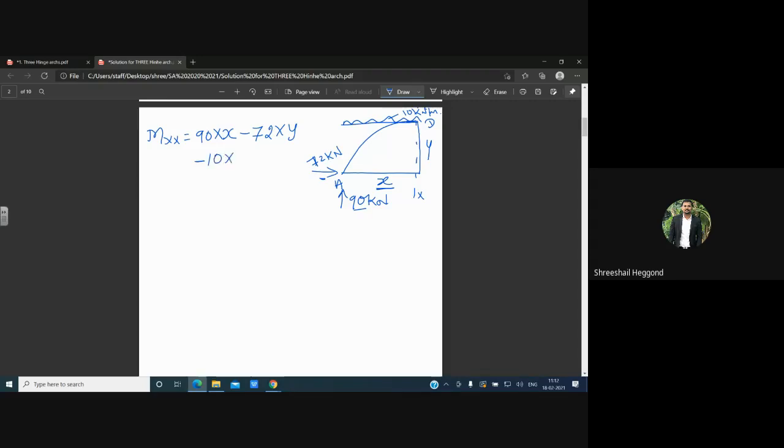Is it clear how to write the moment about the XX section? Is there any other component apart from these three? Or else the equation can be rearranged. We know what is the Y equation for finding out the unknown reactions or unknown thrust in the sections.